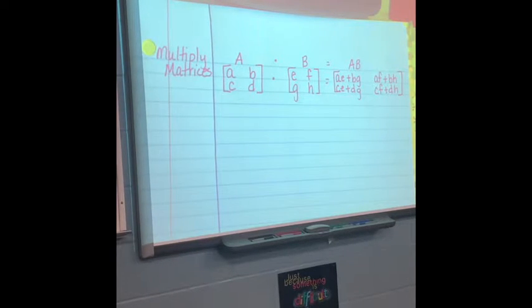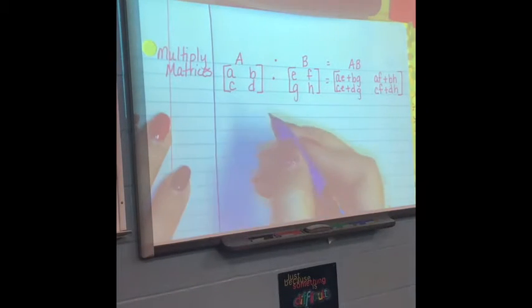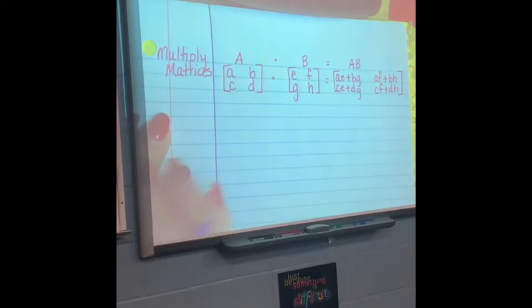All right. Does everybody see? Row by column fills a spot. Row by column fills another spot. Yes? Okay. So let's look at some examples. I think with numbers, it'll start going, okay. We're going to start simple. We're going to start with just 2 by 2s.